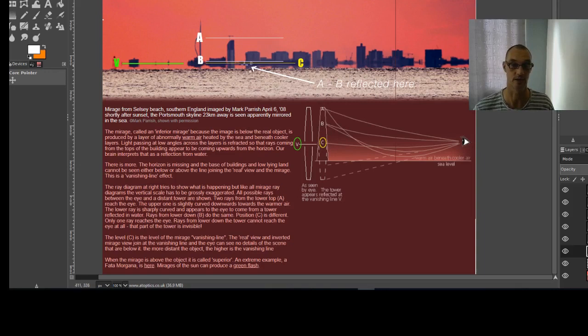So yeah, I just forgot to point out here that below this C line or vanishing line, what we have is A and B. This section here between A and B is being reflected here. That's what it appears to be doing. Yeah. So here is a scientific explanation for what is being observed across a flat level surface.